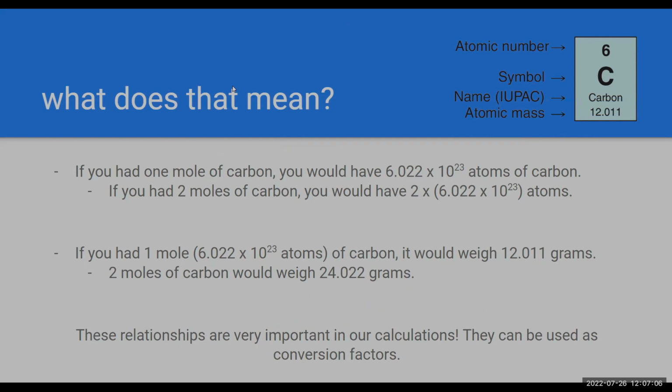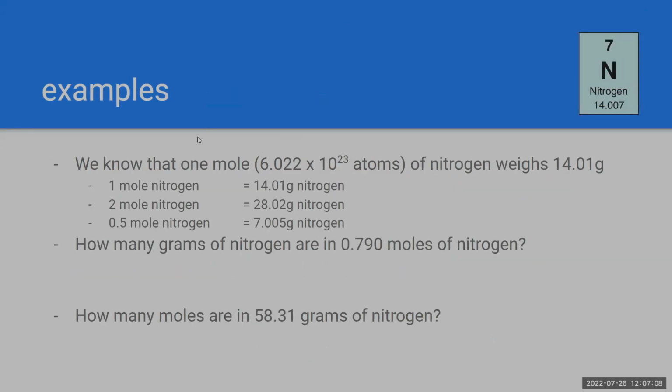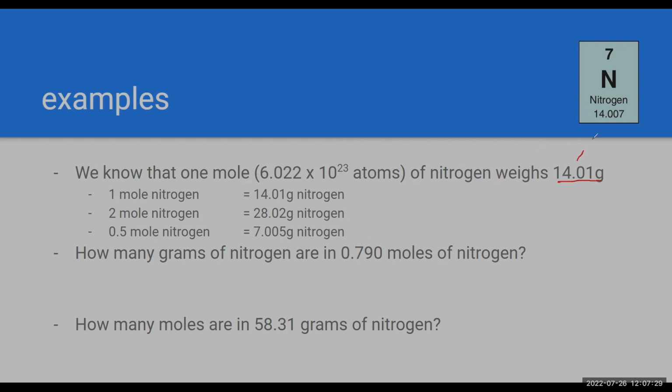So a little example. Let's say we have 1 mole of nitrogen. Similar to our last slide, 1 mole or 6.022 times 10 to the 23 atoms of nitrogen would weigh exactly or roughly 14.01 grams. So a mole of an atom is going to weigh basically the atomic mass unit of the element, but in grams.